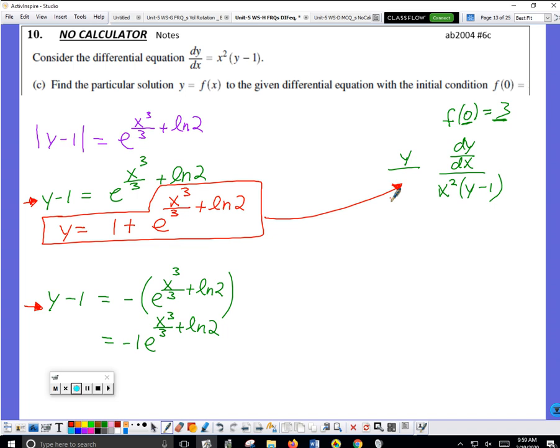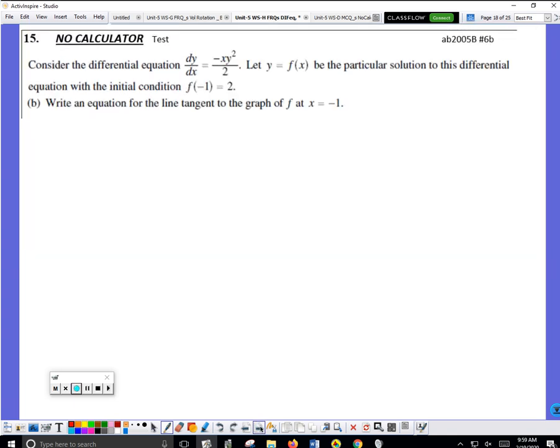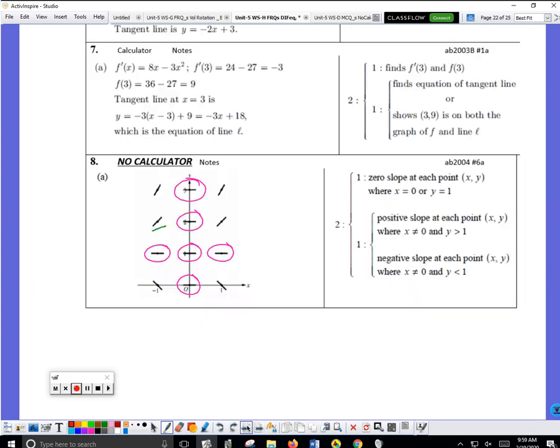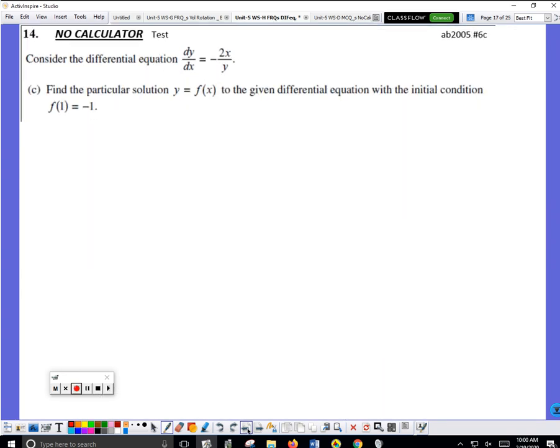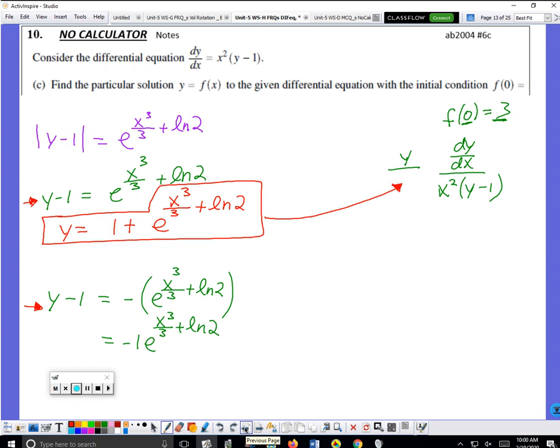Please, Mary. So in the answer, it has 1 plus 2 e to the 1/3 x cubed. Can you do the e to the ln 2? Let me see. Hold on, Mary. Oh, I know what they do. Hold on. Take a question from Aaron.